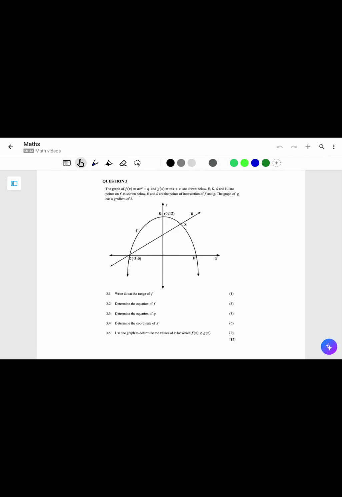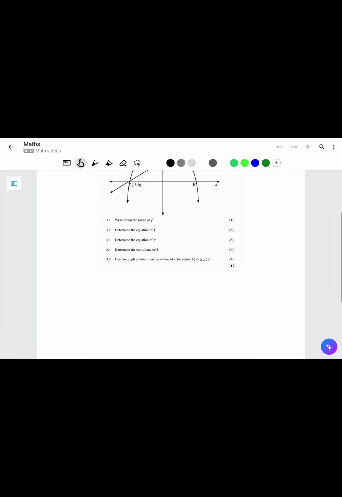It says the graph of f of x equals ax squared plus q, and the graph of g of x equals mx plus c. As it's drawn below, E, K, S and H are points on f as shown below, and E and S are the points of intersection of f and g. The graph of g has a gradient of 2. Okay, so this is very, very important information. Let's look at the first one.